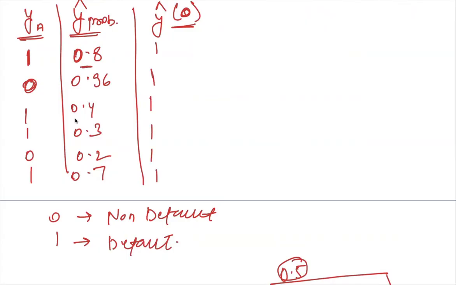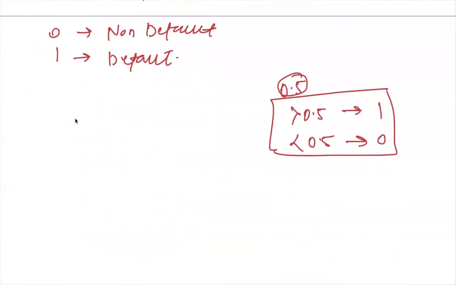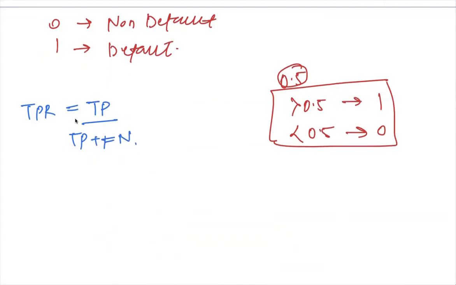Now let's calculate our true positive rate and false positive rate. So what is our true positive rate? It is total positive by total positive plus false negative. So total positive means what?